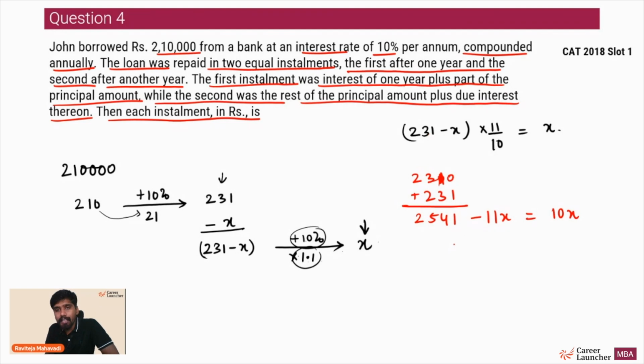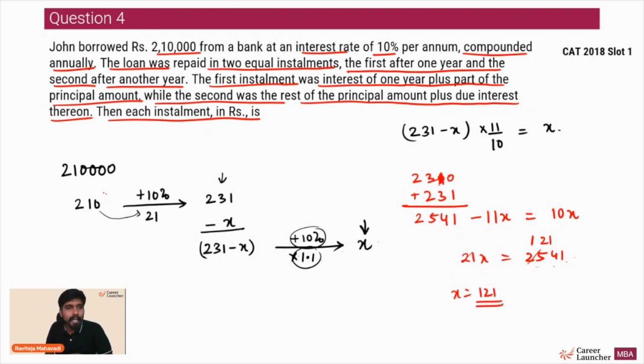So 20x. So we have 21x is equal to 2541. Once we divide this 2541 by 21, I should get my answer. So I will get over here 21 ones are 21. We are left with 441, so I'll get 121 over here. So x must be equal to 121.